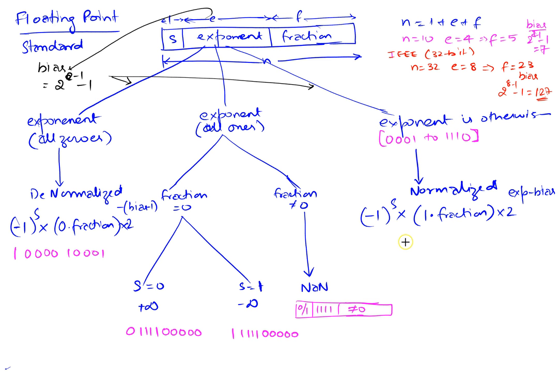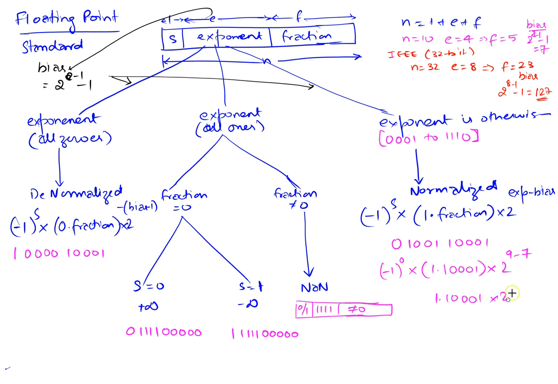And here's an example of a normalized number. Let's say it has a 0 as its sign, and then it has 10001 as its exponent, and 10001, similar to this, as its fraction. The way I would interpret this is minus 1 to the power of 0, which is a positive number, times 1.10001, times 2 to the exponent. This exponent represents the number 9, so it's 9 minus the bias, which is 7, so that's 2 to the 2.